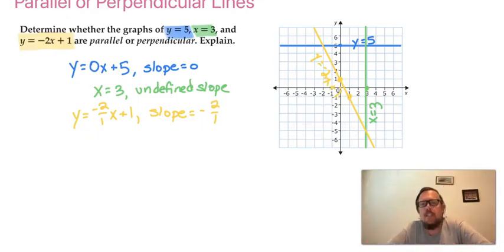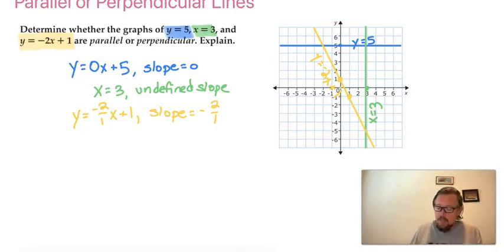Okay, so parallel means the lines do not intersect. They have the exact same slope and they never intersect. And perpendicular means they do intersect at a 90-degree angle and their slopes are negative reciprocals. I believe we can toss out y equals negative 2x plus 1 as being neither of these. We can clearly see from the graph that the yellow line intersects both the blue and green line and does not intersect either at anything resembling a 90-degree angle. Not only that, but negative 2 over 1 is not the negative reciprocal of 0 or undefined.